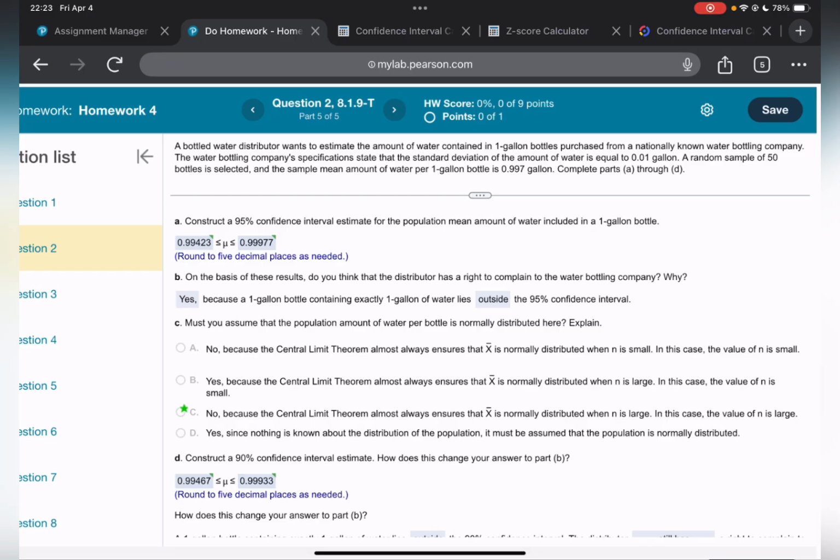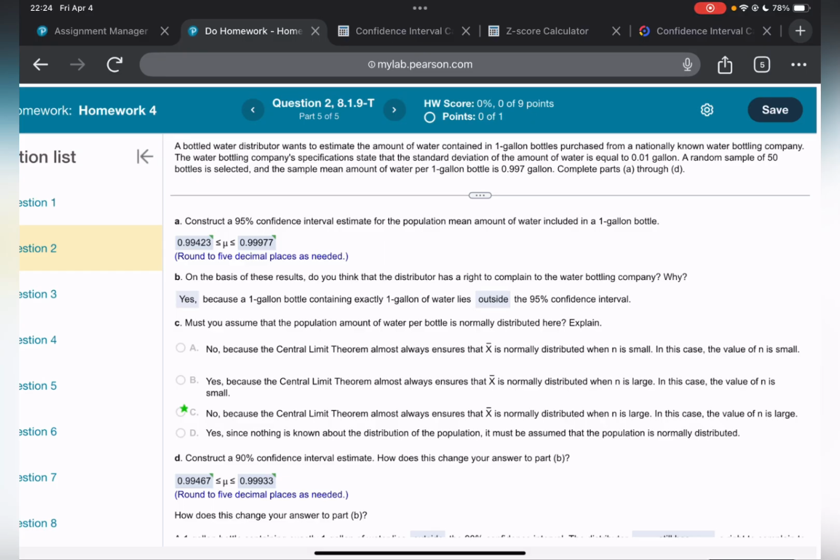Okay, let me take a picture of this question so I can take out the data. Yes, 0.01 gallon. A random sample of 50 bottles is selected, and the sample mean amount of water per 1 gallon bottle is 0.997 gallon. So complete parts A through B.